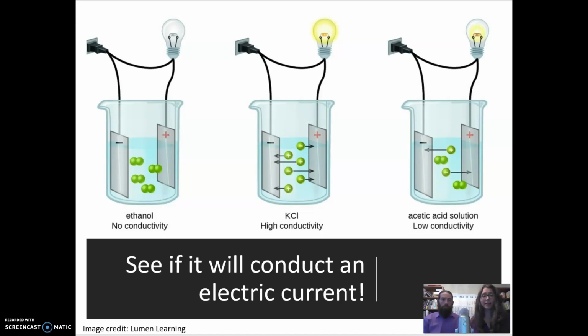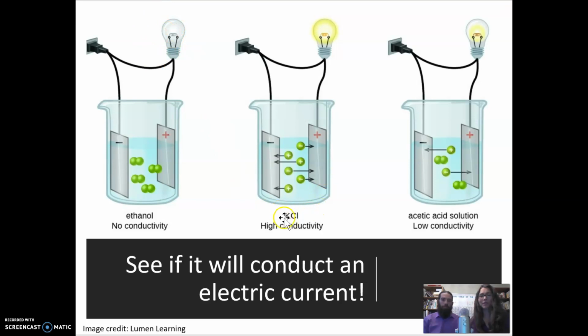So if there are no ions in solution, if you have something like ethanol or some other molecular substance that does not break down, like our sugar example in our last video, it would not conduct an electric current. So you need charge that moves to have a current, right? So we would not light the light bulb here.